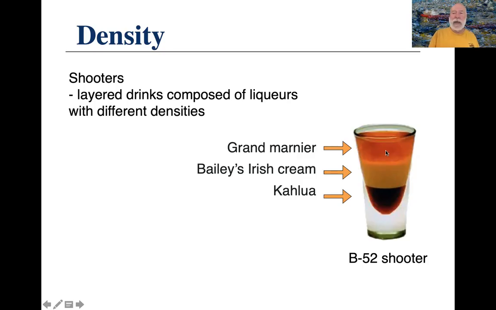Now, why is it in that order? Well, Kahlua is the most dense, so it has to go on the bottom, followed by the Irish Cream, and the least dense is the Grand Marnier. If you try to do it in any different order, you're just going to end up with things mixing up. And so that's why it's done in this particular order.